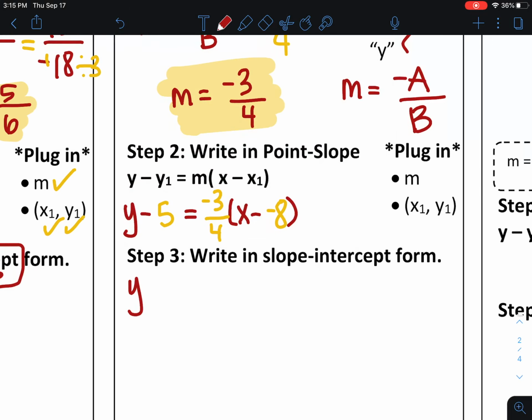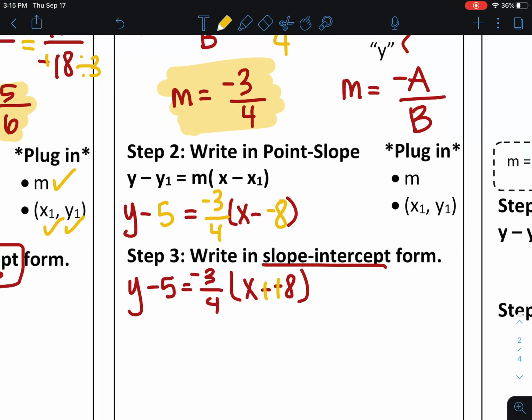So I'm going to rewrite this. Y minus 5 equals, I'm sorry, that's a negative 3/4 times x minus negative 8. And don't forget, we are using slope-intercept form. We're trying to get to slope-intercept form. All right, so that means y by itself. Let's do it.